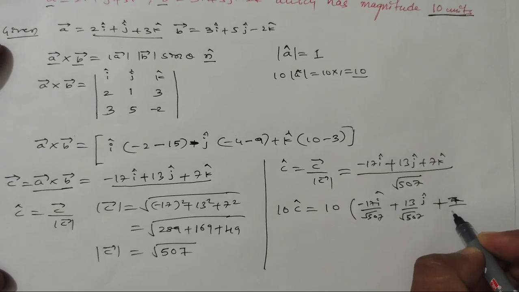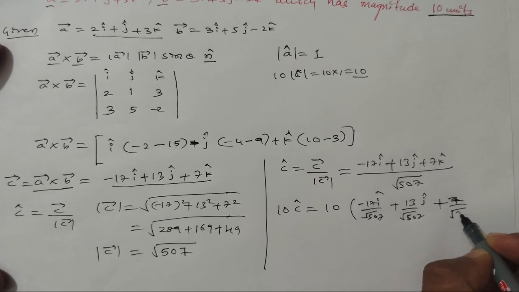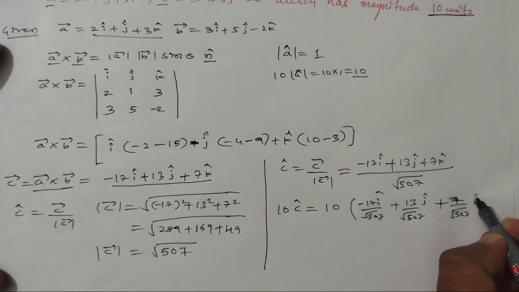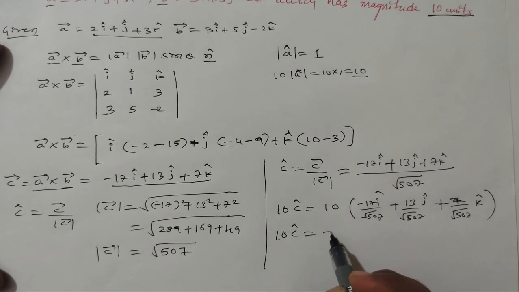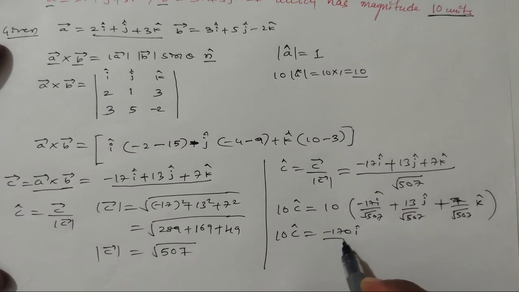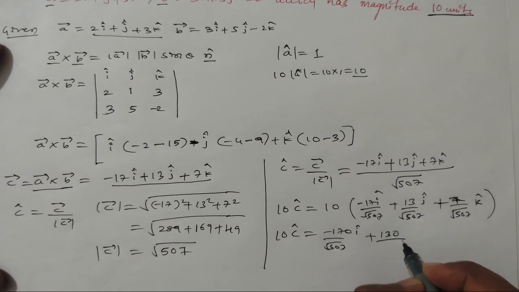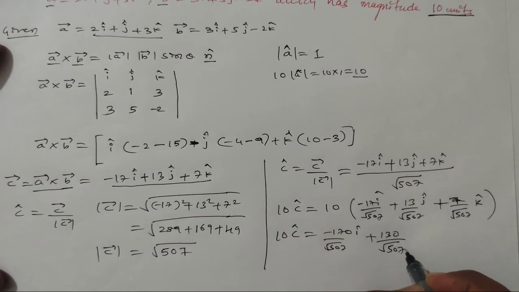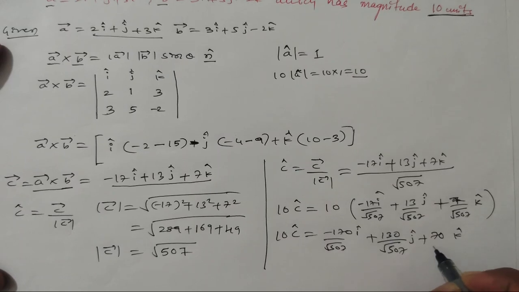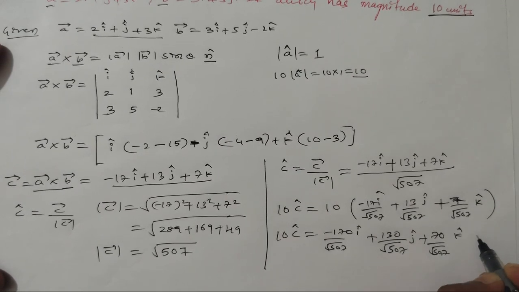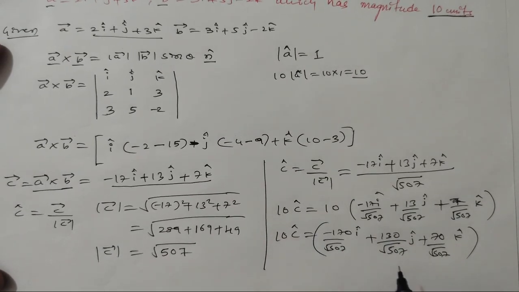Plus 7 by root 507 into k cap. Bracket close. So 10 c cap equals, multiplied, minus 170 i cap divided by root 507 plus 130 j cap divided by root 507 plus 70 k cap divided by root 507. This is the vector whose magnitude is 10, right?